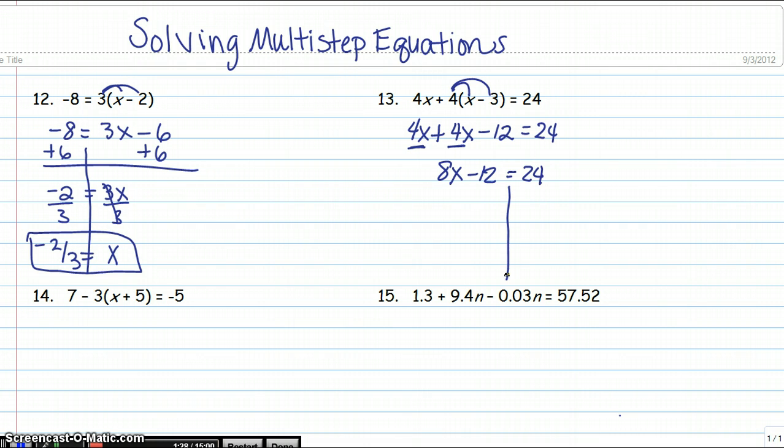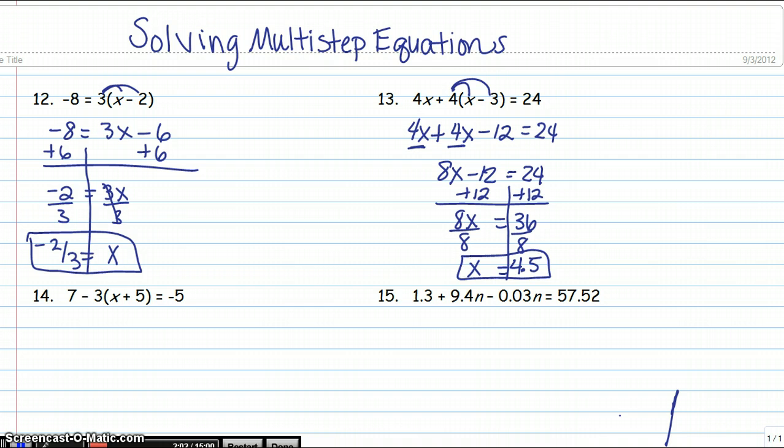Finally, I can now proceed to solve using inverse operations. So I'm going to add 12 to both sides. That's going to give me 8x equals 36. And finally, when I divide by 8 on both sides, 8 does not go into 36 nicely. If you thought it was 4, you would be wrong. But it does go in there 4 times, and for that matter, the answer is 4.5.